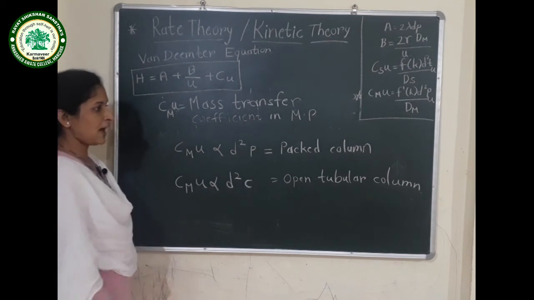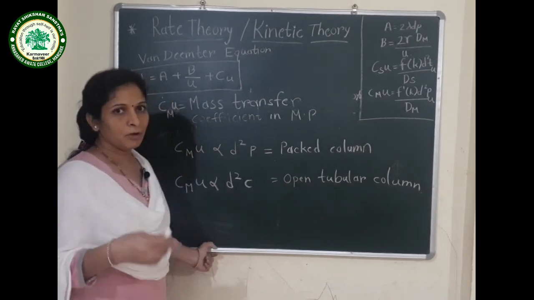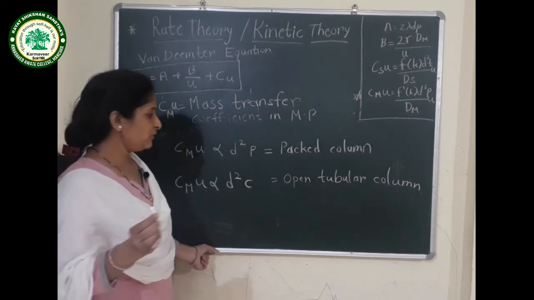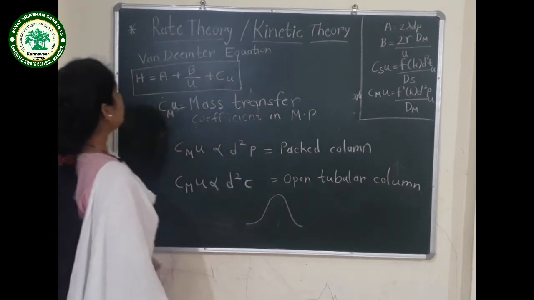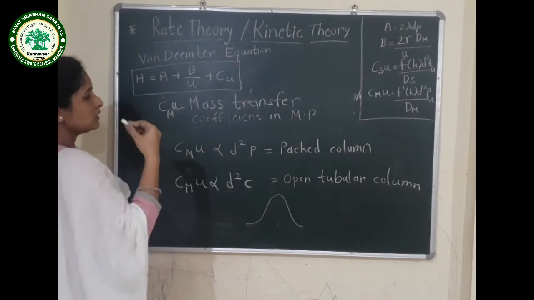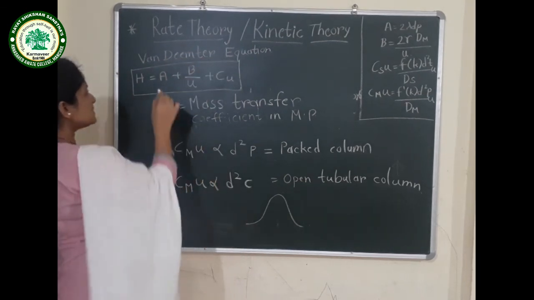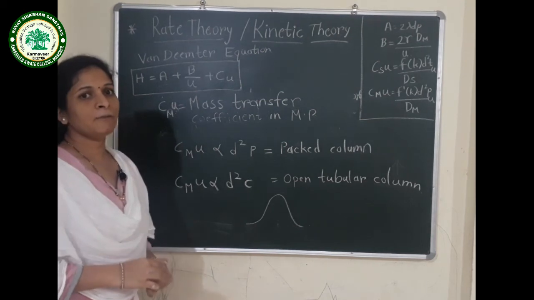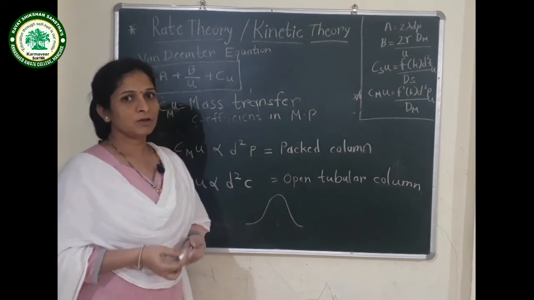Now due to this mass transfer also, there is band broadening because of the flow rate and because of the affinity. Therefore, the Van Deemter equation explains the band broadening. This Van Deemter equation means rate theory. This is A, eddy diffusion, which explains the multipath effect. Due to this multipath effect, there is broadening of the peak.